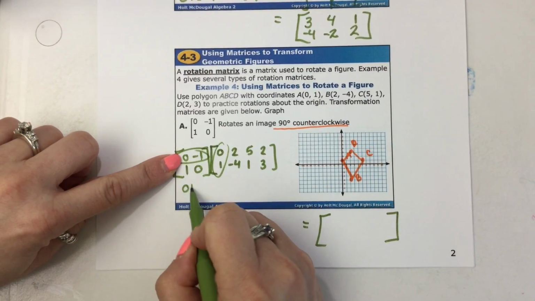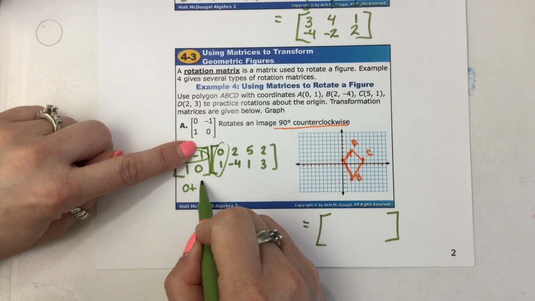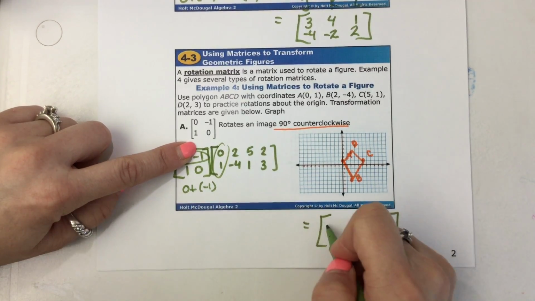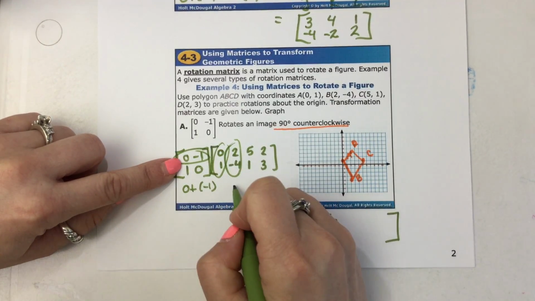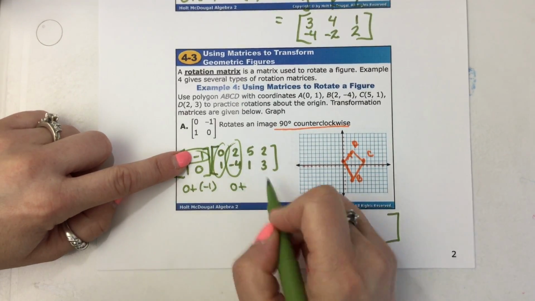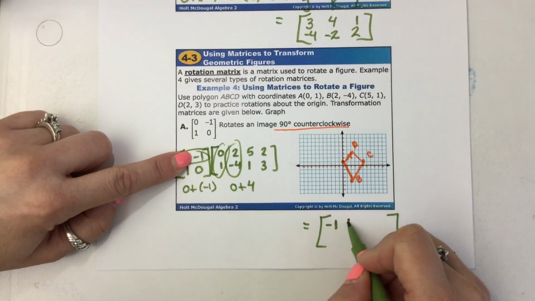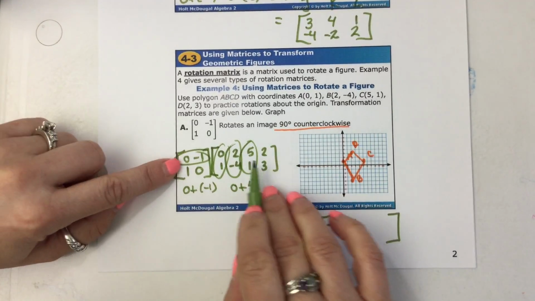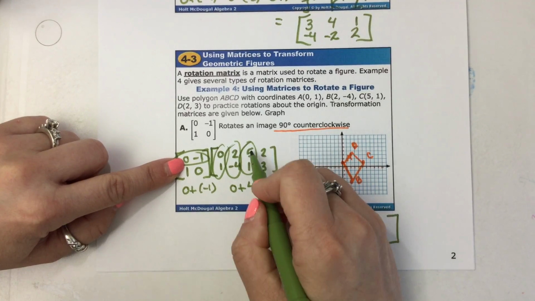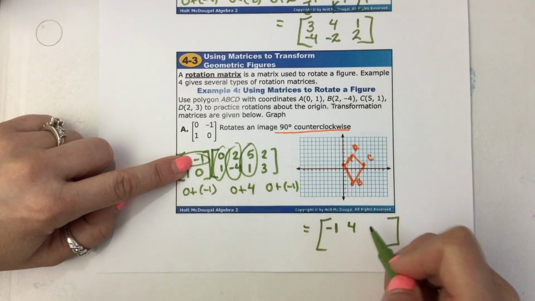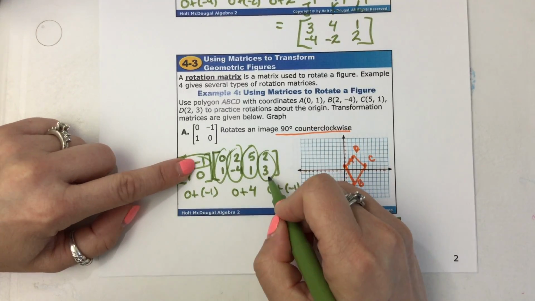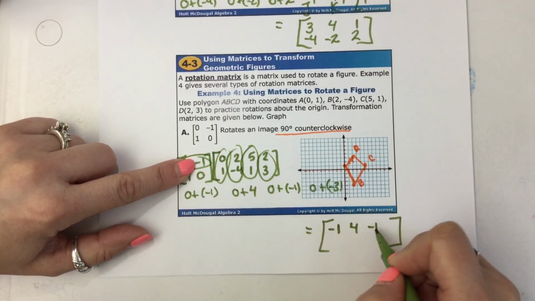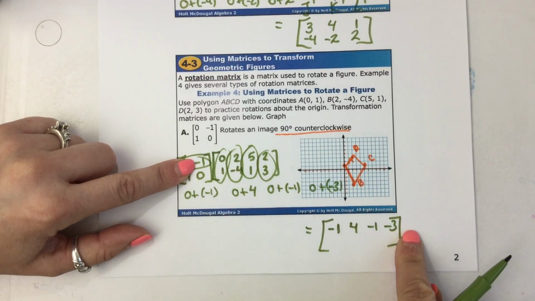0 times 0 is 0, plus negative 1 times 1 is negative 1. 0 plus negative 1 is negative 1. Second column, 0 times 2 is 0, plus negative 1 times negative 4 is 4. 0 plus 4 is 4. 0 times 5 is 0. Negative 1 times 1 is negative 1. 0 times 2 is 0. Negative 1 times 3 is a negative 3. So I have all my new x values.